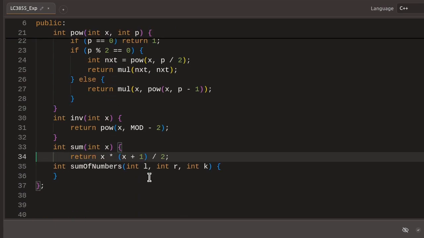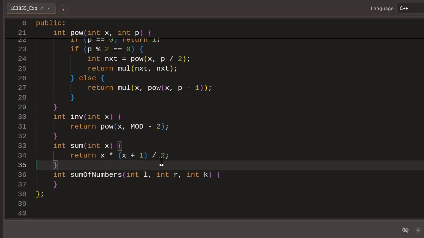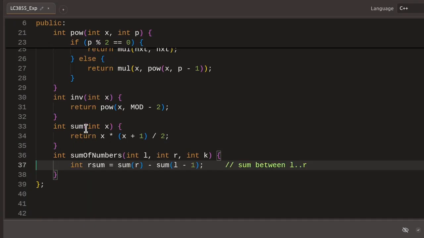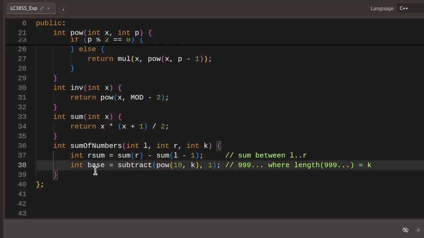The sum is basically x times x plus 1, divided by 2. We're going to use this function later. Yeah, that's pretty much all. Let's go on with the function. As we discussed before, we're going to need the sum between L and R to calculate. So we're just going to add this here first. And we also need to know the base.